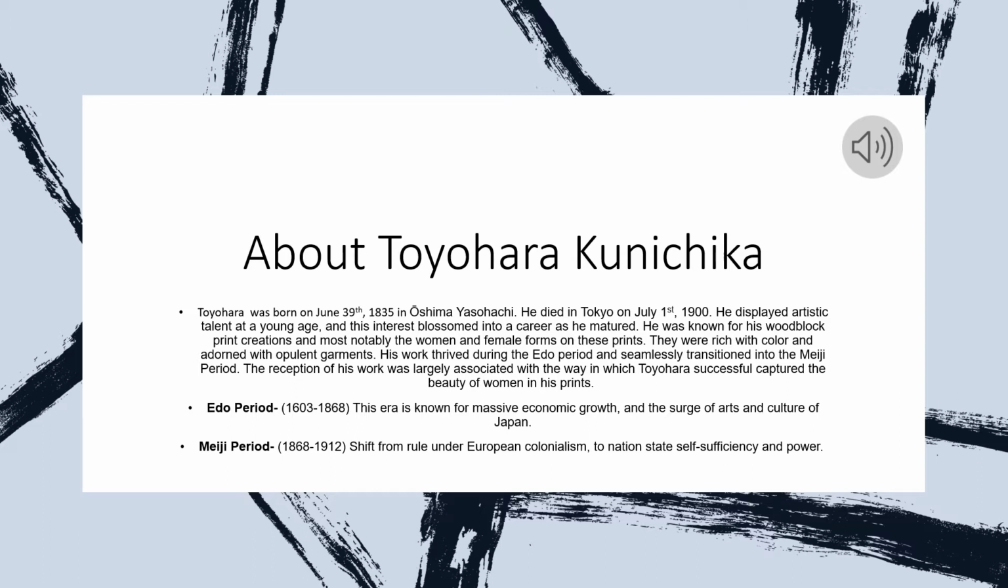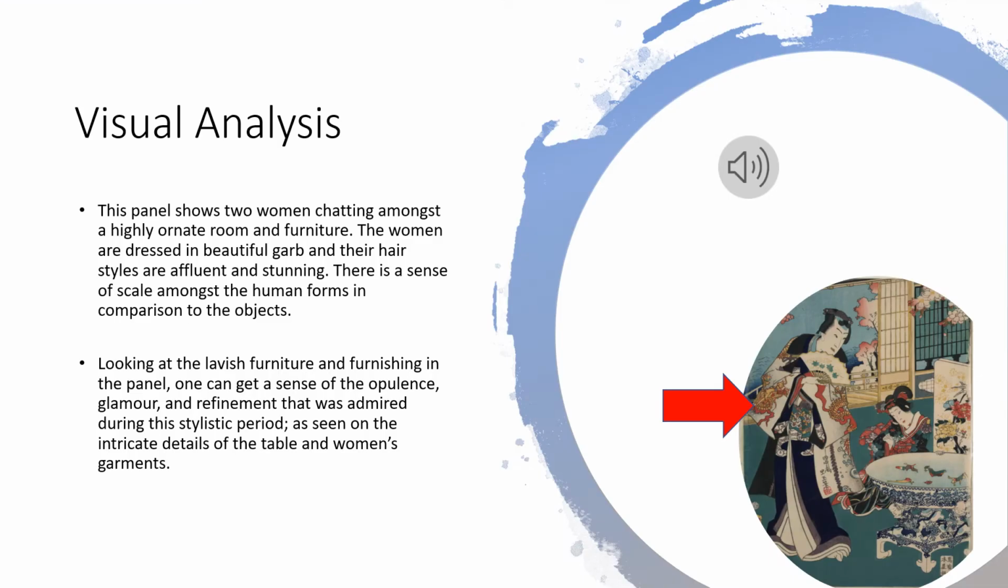The reception of his work was largely associated with the way in which Toyohara successfully captured the beauty of women in his prints. The piece was created in 1862 Japan during the Edo period. It is a diptych panel set composed of paint applied to boards. We will first begin with a visual analysis of the left panel of the piece.